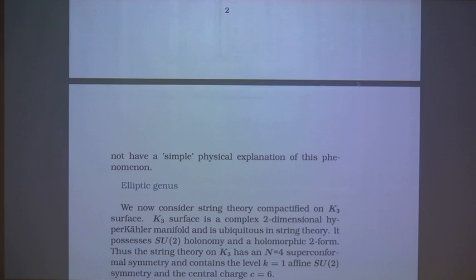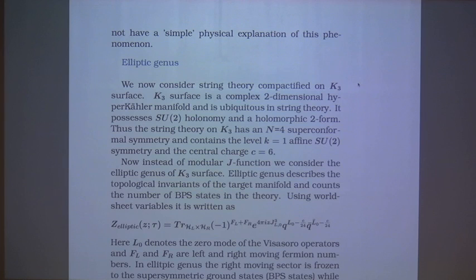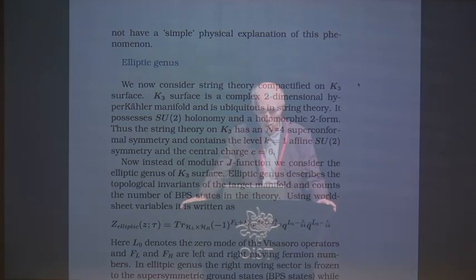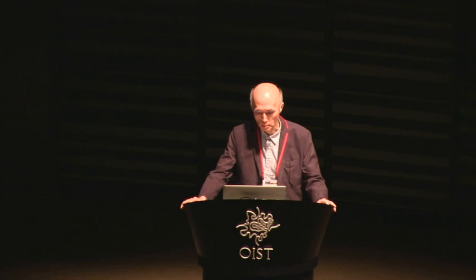So we now consider a string theory compactified on a K3 surface. A K3 surface is a complex two-dimensional hyperkähler manifold, ubiquitous in string theory. It possesses the SU(2) holonomy and a holomorphic two-form. Thus, the string theory on K3 has an N=4 superconformal symmetry and contains a level 1 affine SU(2) symmetry, and the total central charge c is 6.